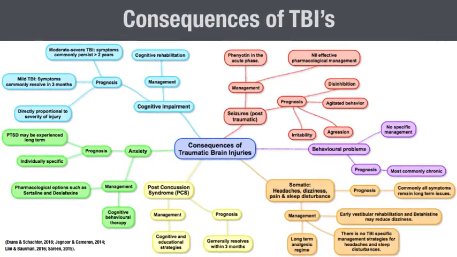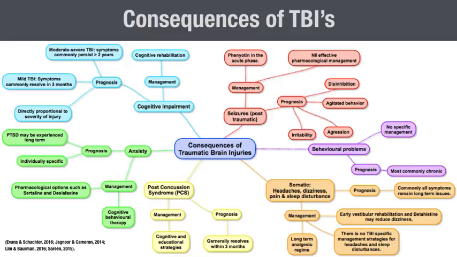Consequences of traumatic brain injury. Cognitive impairment is managed with cognitive rehabilitation and prognostically is specific to the severity of injury. In mild TBI, symptoms commonly resolve within 3 months, while those with moderate to severe TBI often experience symptoms for greater than 2 years. Post-traumatic seizures are acutely managed with phenytoin, however there is no effective long-term pharmacological management.